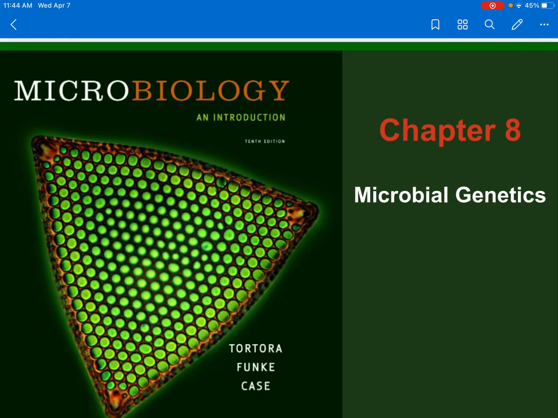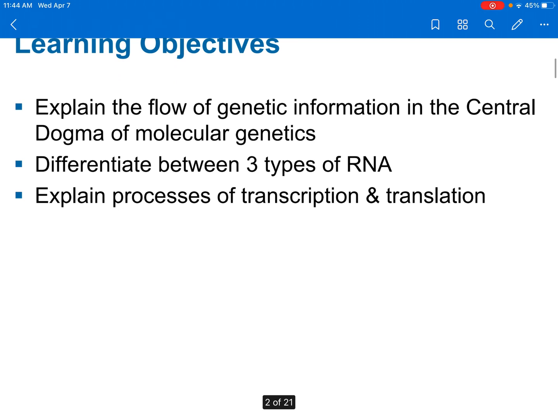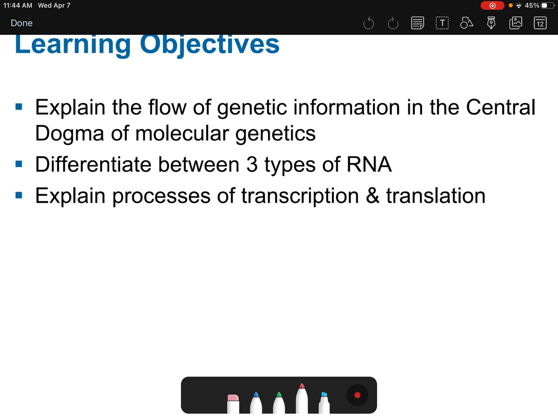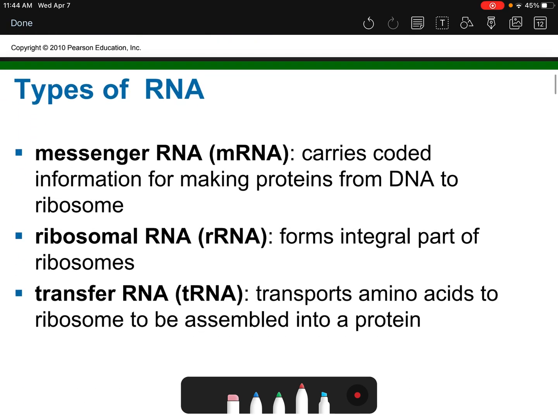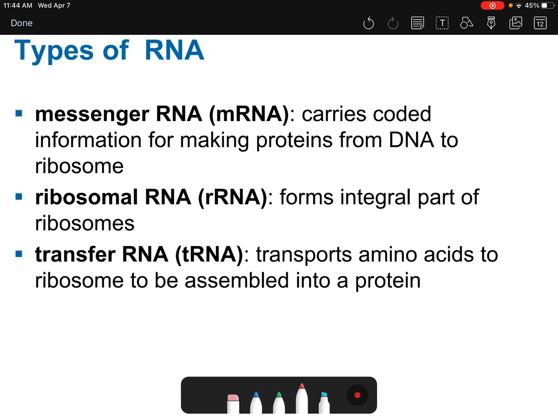For part 2, we're continuing on with the central dogma of molecular biology, kind of showing you the flow of the genetic information. And we're going to focus on two main processes, transcription and translation. And in order to do that, we also need to talk about RNA. And there's 3 different types of RNA that you're going to need to know. Those 3 types are messenger RNA, which we abbreviate mRNA, ribosomal RNA, or rRNA, and transfer RNA, or tRNA.